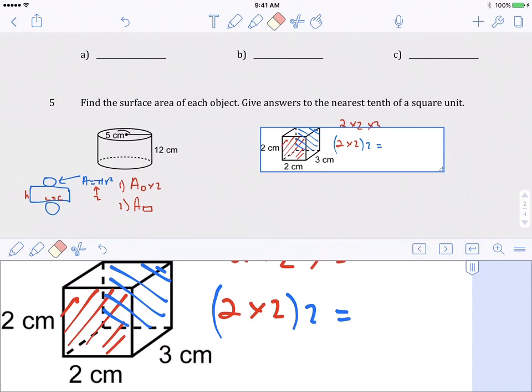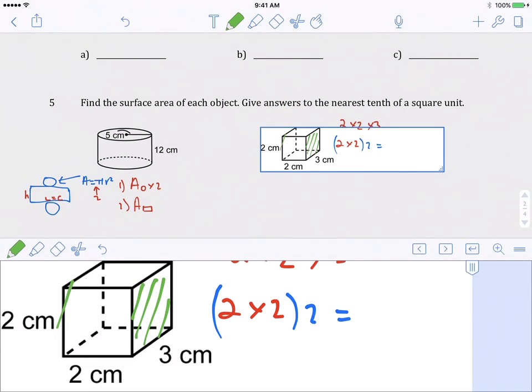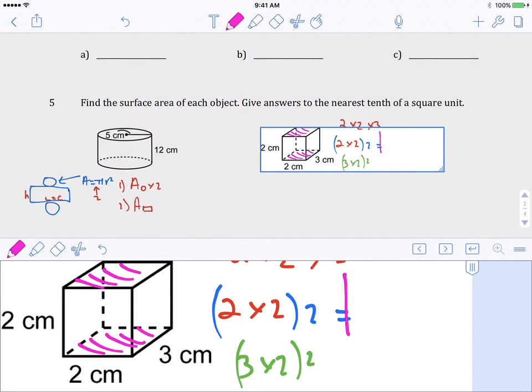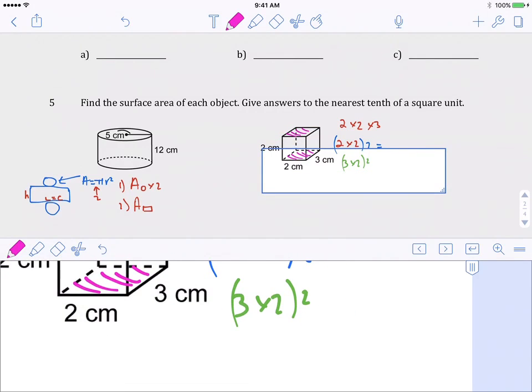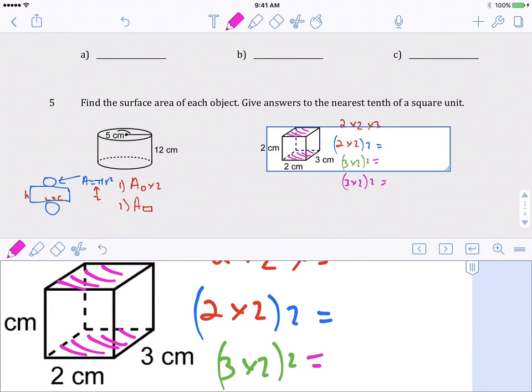Then we've got this face right here, which is equal to that face right there. So we've got 3 times 2 twice. And then you've got the top and the bottom of this structure. The top and the bottom are also the same. The top is 2 by 3 as well. So that's 3 by 2, twice again. Add those all up and get your answer, and add the total.